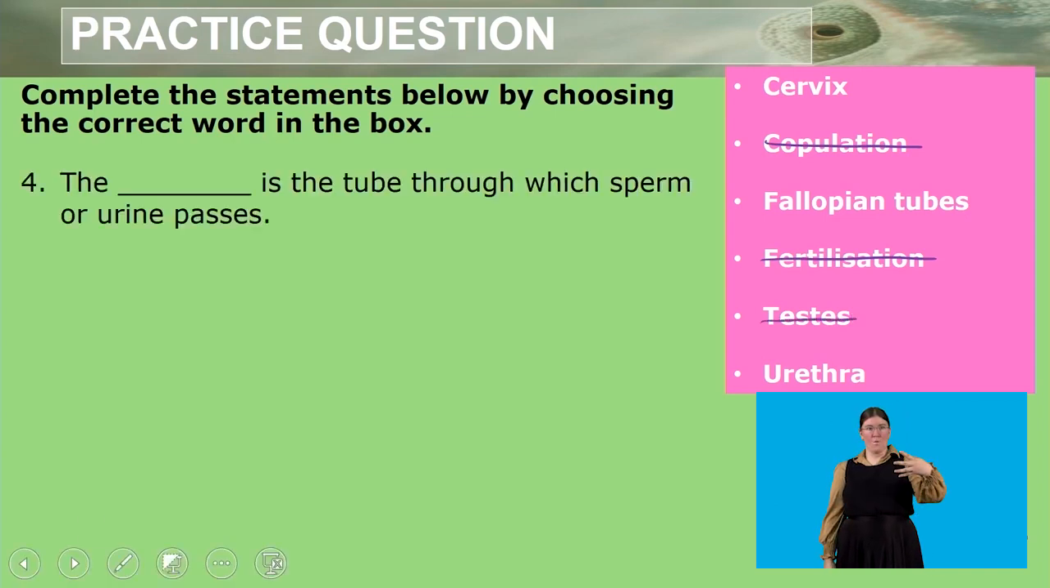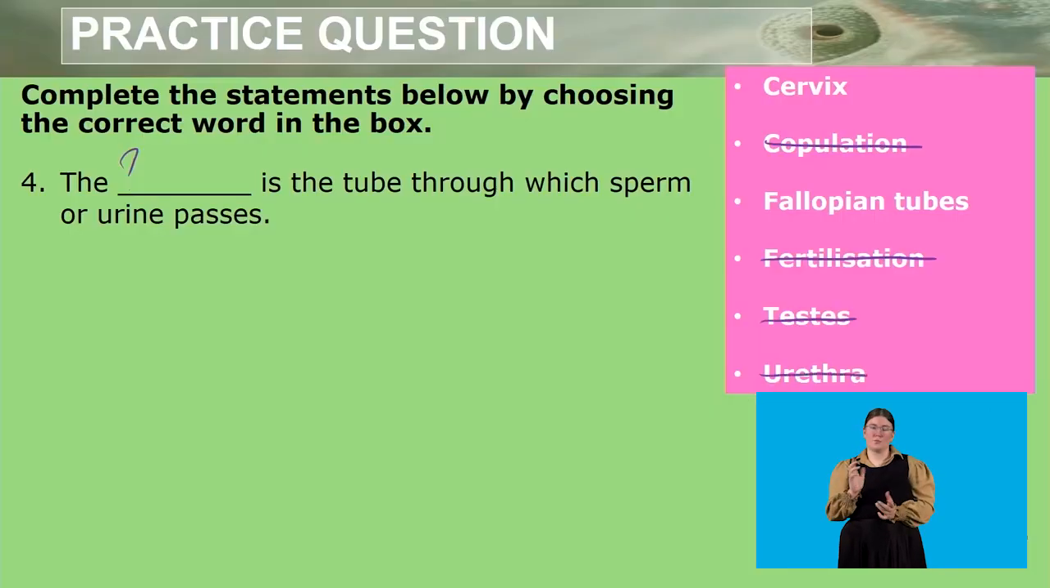Okay, and then number 4, the something that is the tube through which sperm or urine passes. We know that with males, they are able to excrete urine through the urethra, and semen containing sperm also passes through the urethra. In females, we know that the urethra is used to excrete urine only. So for number 4, the answer is urethra.